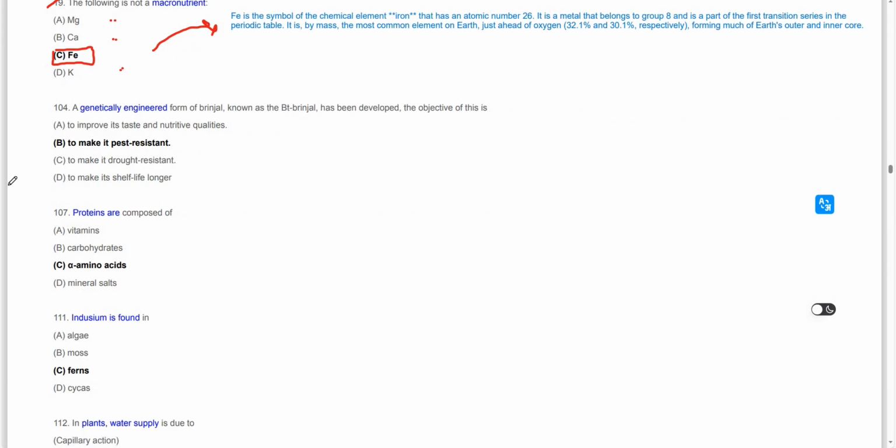Moving on to the next question. A genetically engineered form of brinjal known as BT brinjal has been developed. The objective of this is to make it pest resistant.